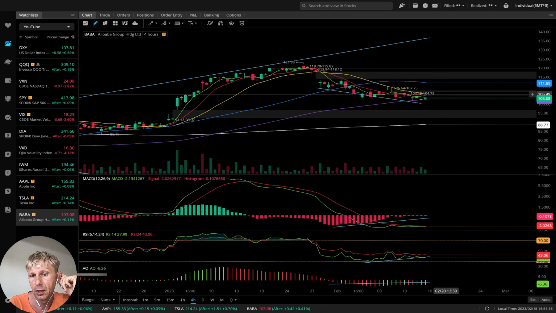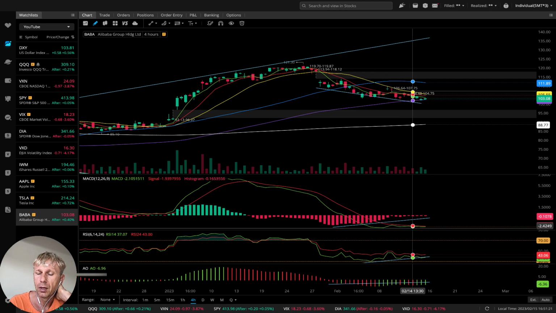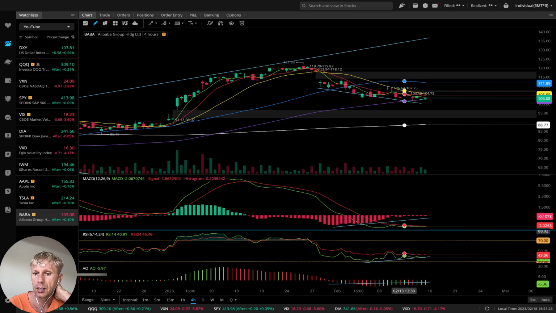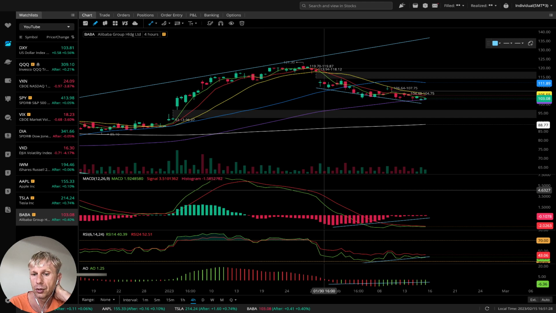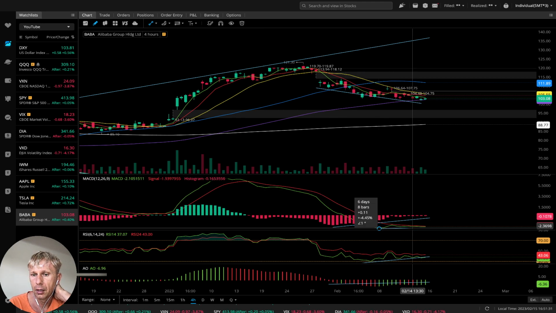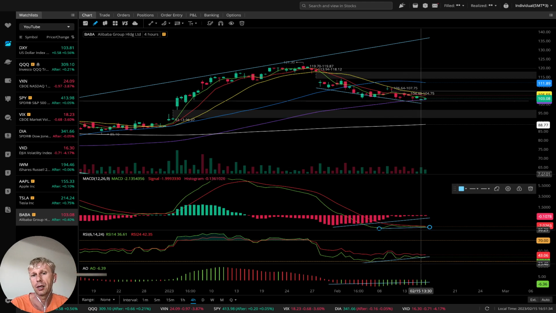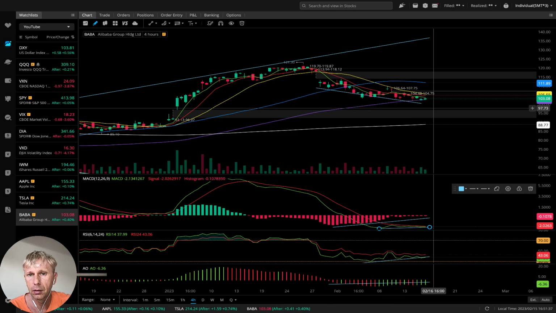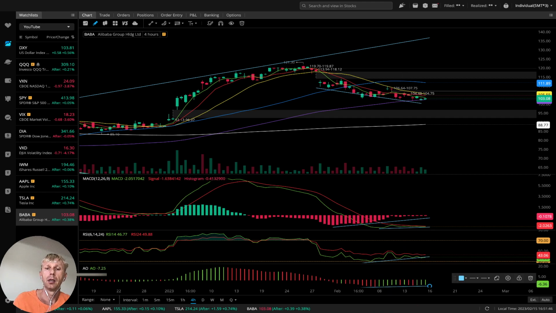It's possible because MACD is kind of flat, and it did bullish divergences on the MACD line. Bullish divergence, but price action is in a downtrend. MACD is uptrend, MACD histogram uptrend, RSI uptrend, Awesome Oscillator the same uptrend. It's a bullish divergence on the 4 hour time frame.